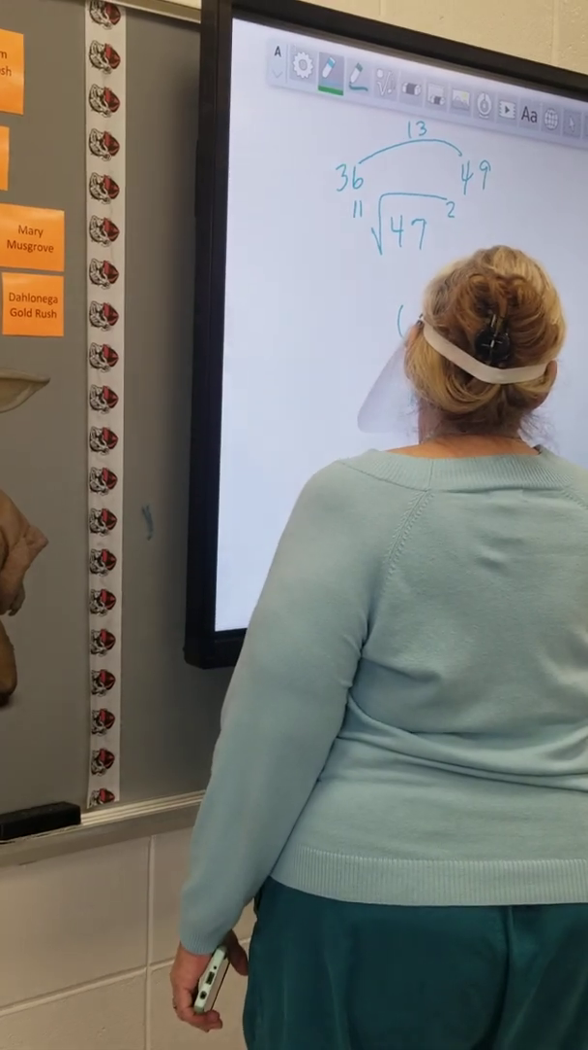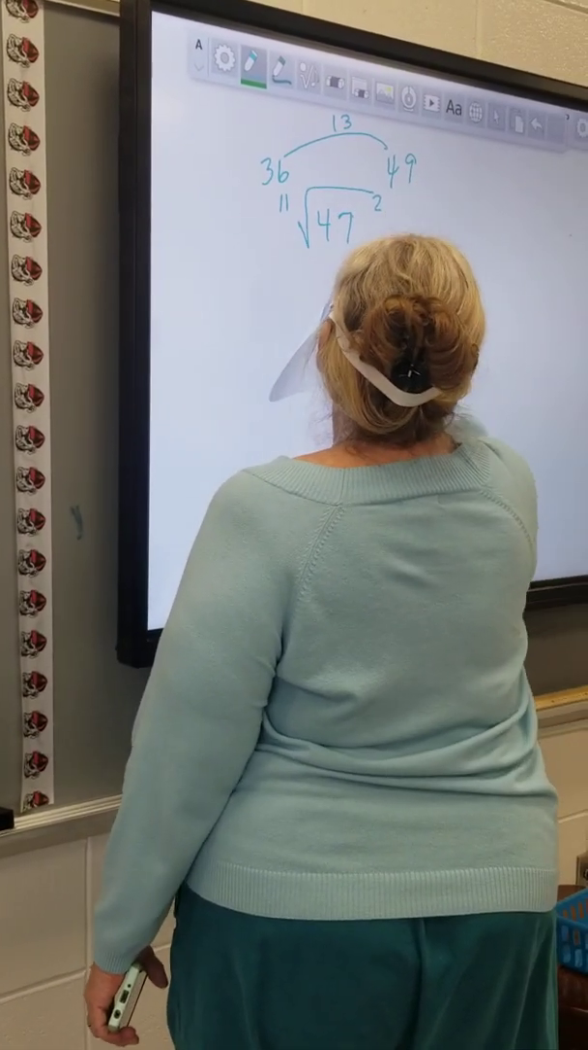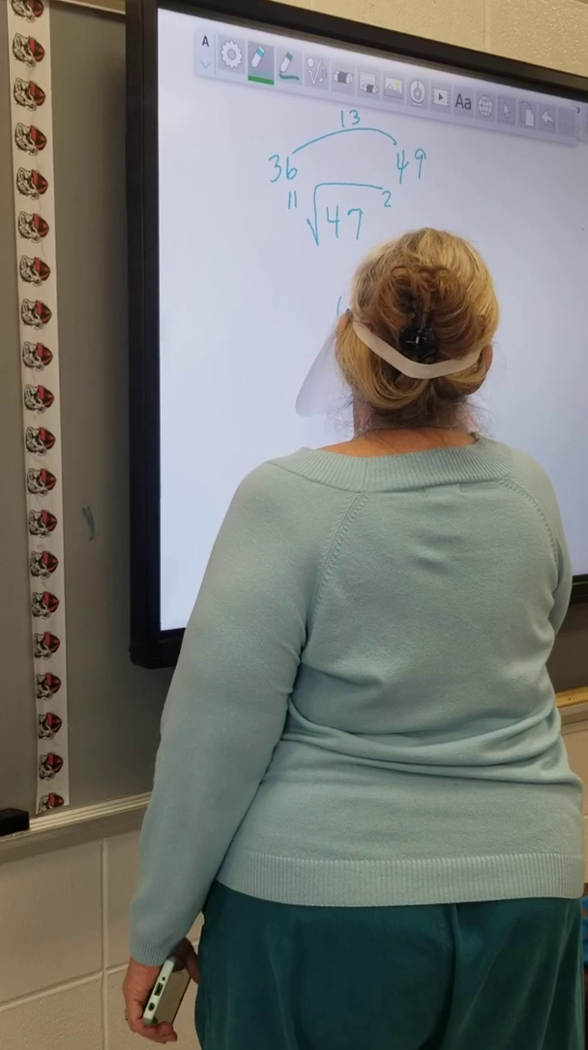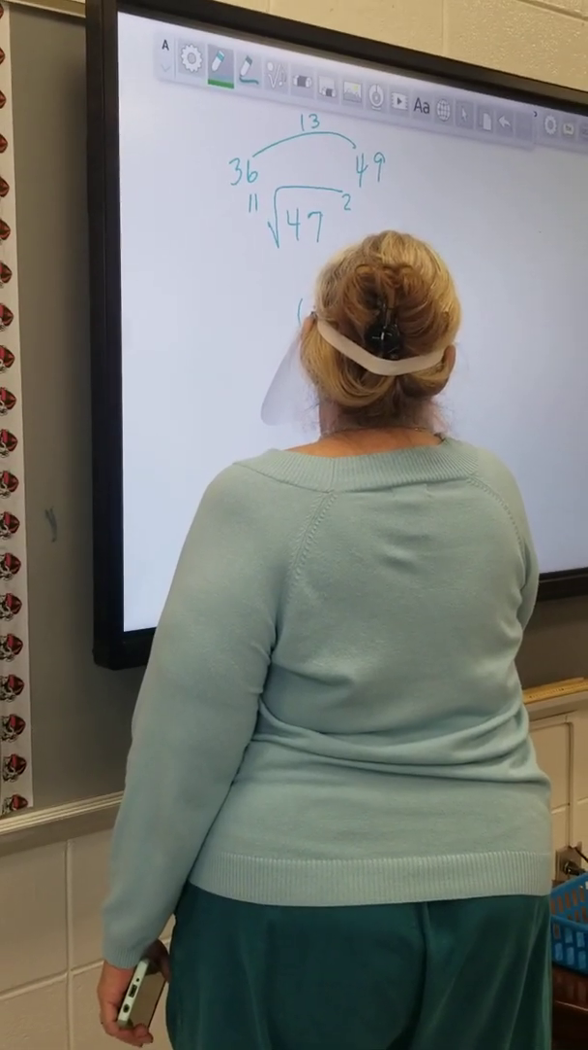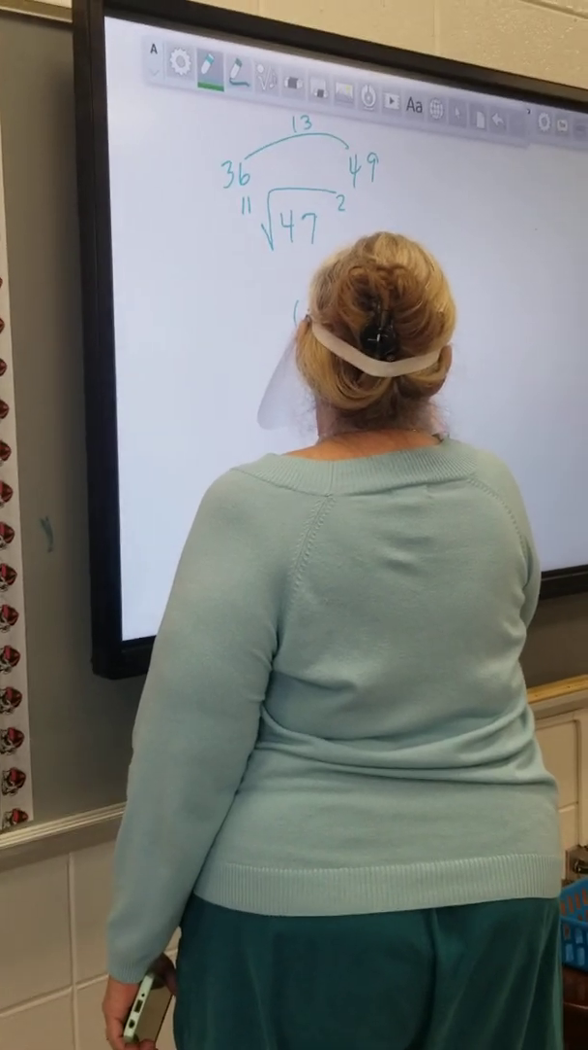Where do you get the 6 from? Because 6 times 6 is 36, and 7 times 7 is 49. Why is the 11 there? Because 11 is the difference. 36 is 11 away from 47, and the 6 is the whole number.